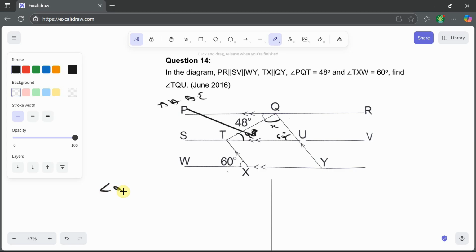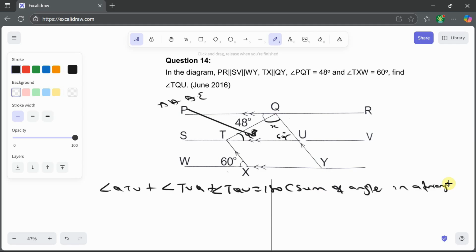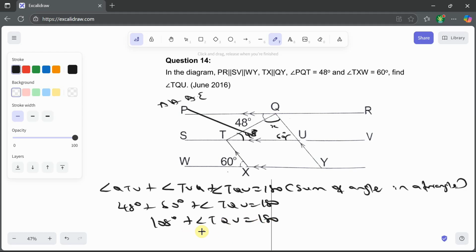So from that, we know that the sum of angles in a triangle is 180 degrees, right? So our angle QCU plus our angle CUQ plus our angle CQU equals 180 degrees. Why? Because of the sum of angles in a triangle. So our QCU is 48 degrees plus our CUQ is 60 degrees plus our angle CQU is equal to 180 degrees. So this would be 108 degrees plus angle CQU is equal to 180. Collecting like terms, our angle CQU will be equal to 180 minus 108. So therefore our angle CQU will be equal to 72 degrees.